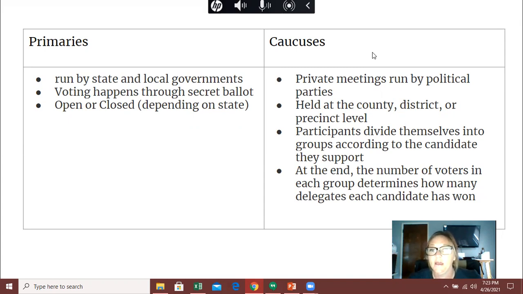So in a caucus, participants divide themselves into groups according to the candidate they support. And at the end of the night, the number of voters in each group determines how many delegates each candidate has won. So literally, if there are 5 different groups of people, they just count how many people are in each candidate's group, and that's the number of delegates that candidate will get. So it's a little funky, but there are several states that do it that way.